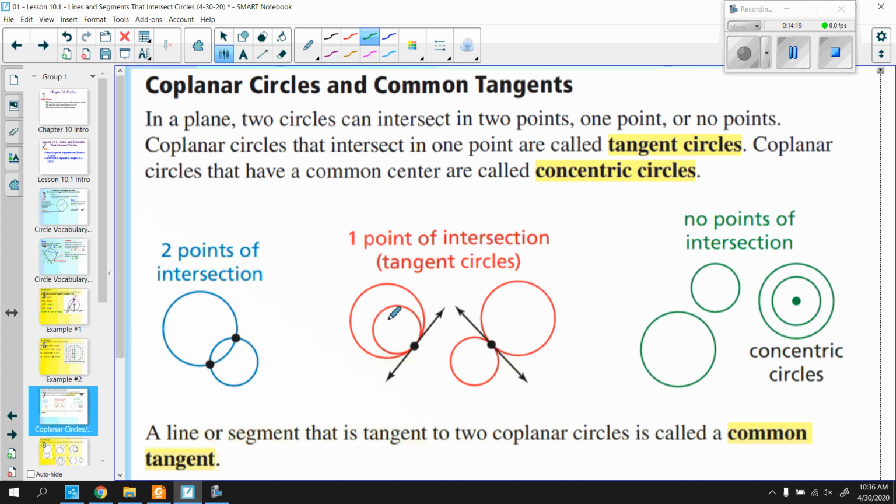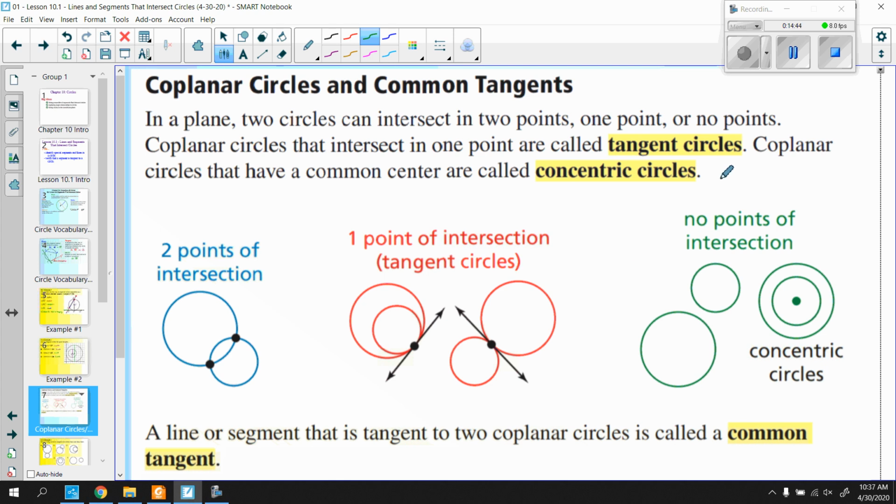Another situation would be they could intersect in 1 spot. We haven't seen this yet, but it's a circle inside a circle, and they're actually touching in that 1 spot. Or one's not inside the other, they're 2 separate circles outside each other, but they just happen to be touching in that 1 spot. We would say those are tangent circles.